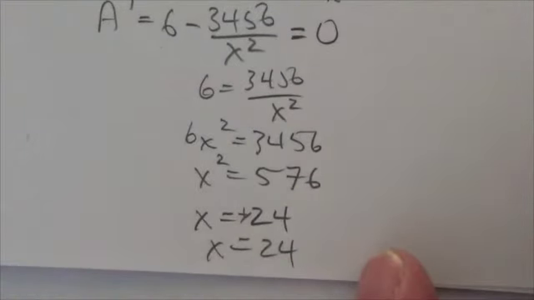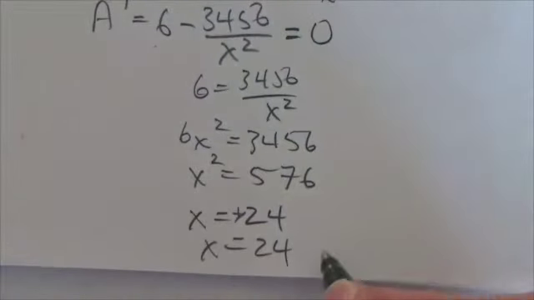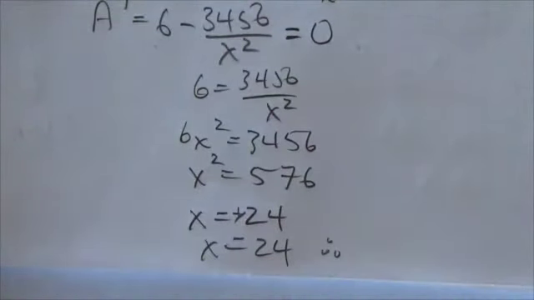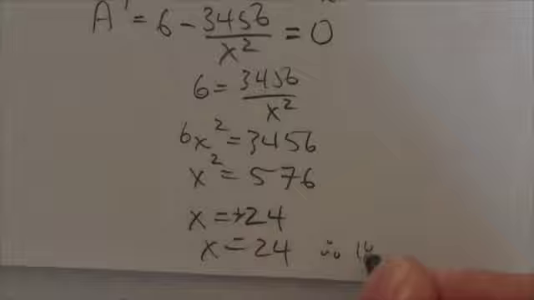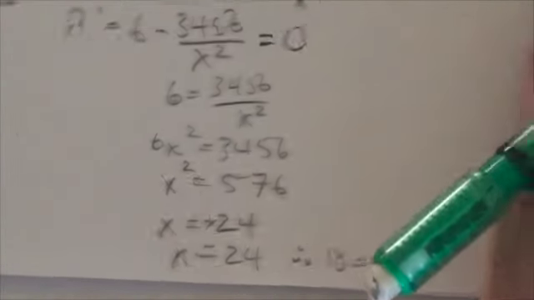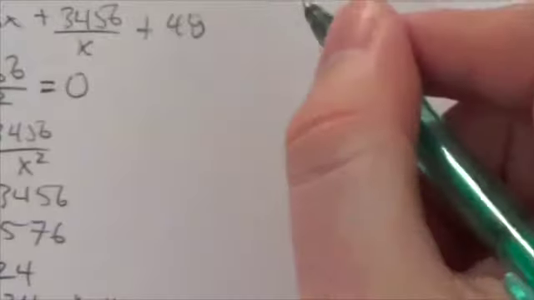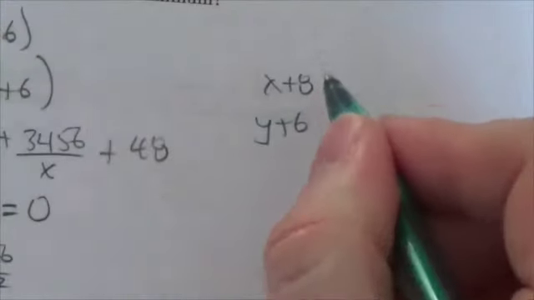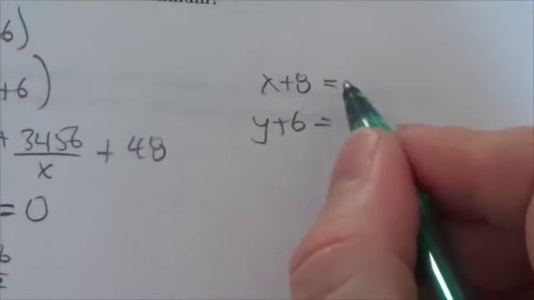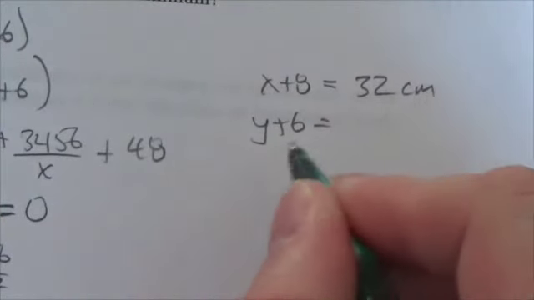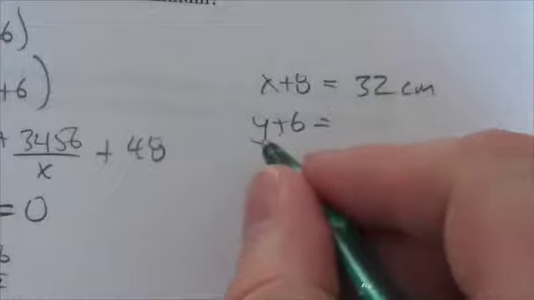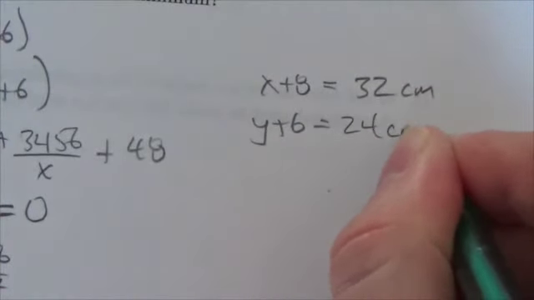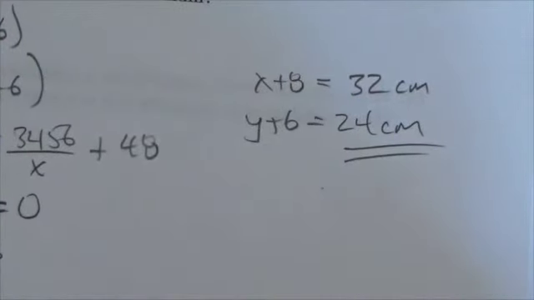So what should the dimensions of the page be? Well, if x is 24, I can use 432 divided by x to get y, and I will get that y is equal to 18. My dimensions of the piece of paper were x plus 8 and y plus 6. So 24 plus 8, so 32 centimeters, and then 18 plus 6, 24 centimeters. So these are the dimensions that will minimize the amount of paper being used.